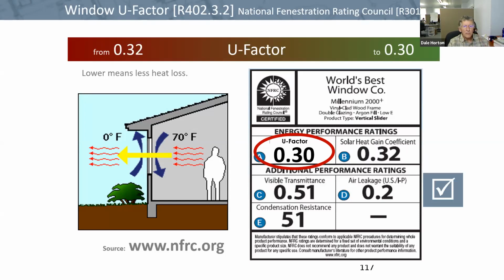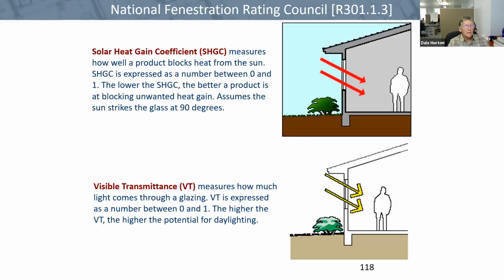The label itself actually has some other interesting features that are non-code issues in our climate. The solar heat gain coefficient is how much solar heat passes through a wall. In many of the climates, this is mandated by the code. It's not mandated in Montana, so there's no solar heat gain coefficient. The lower the solar heat gain coefficient, the better the window is at rejecting heat, and the values are from 1 to 0.